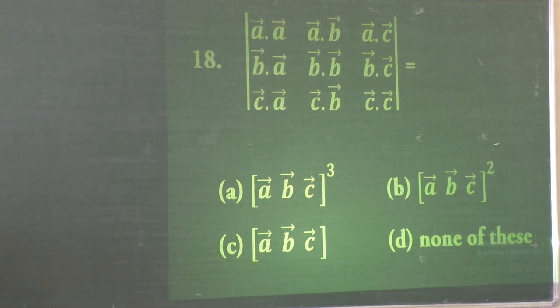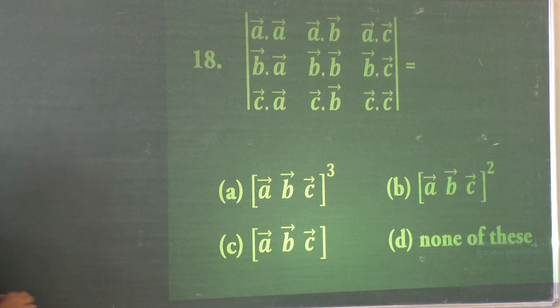Okay, in question number 18, that is a determinant of vector A dot vector A. In the first row: vector A dot vector A, vector A dot vector B, vector A dot vector C. Second row: vector B dot vector A, vector B dot vector B, vector B dot vector C. Third row: vector C dot vector A, vector C dot vector B, vector C dot vector C.